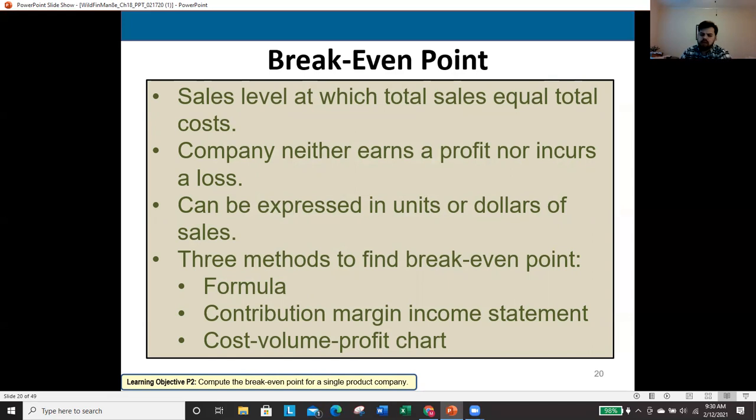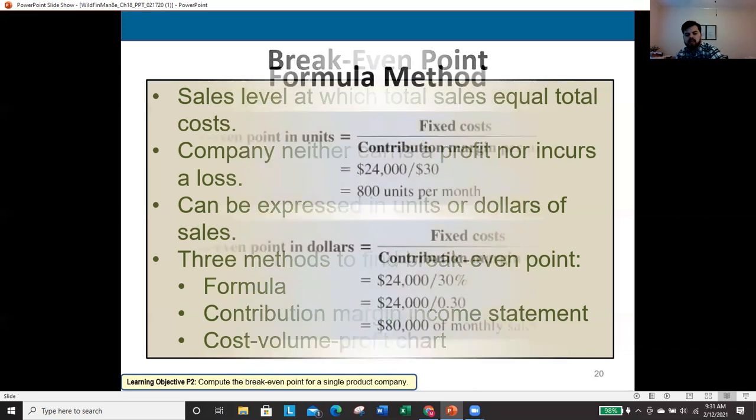We've got three different methods here. We've got the formula method, the contribution margin income statement method, and then the cost volume profit analysis chart. So I think of these three, the last one is the easiest to see this with, but the first one is probably the easiest to do this with. So let's see how this works.